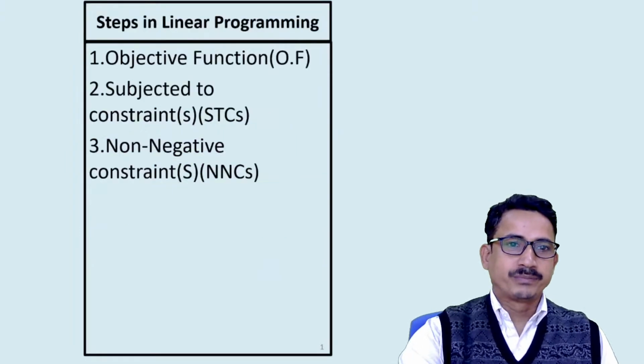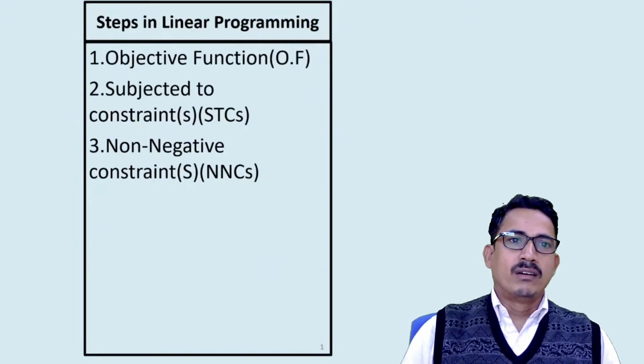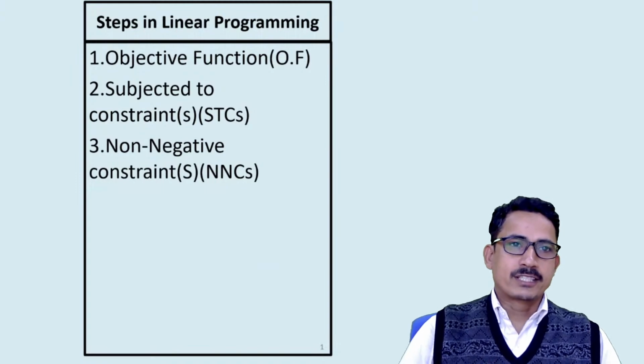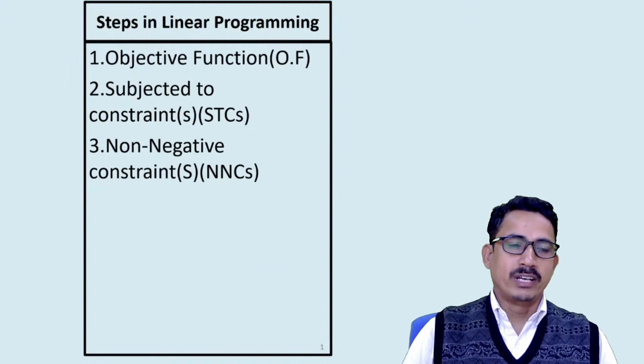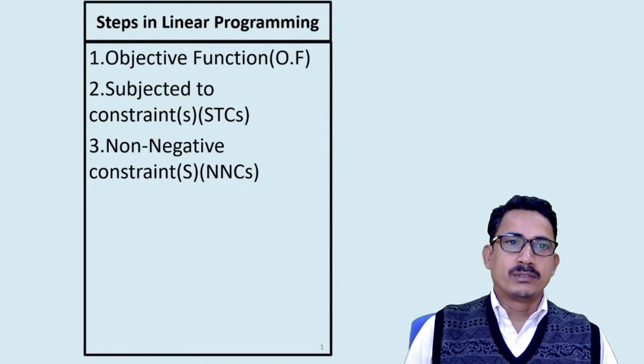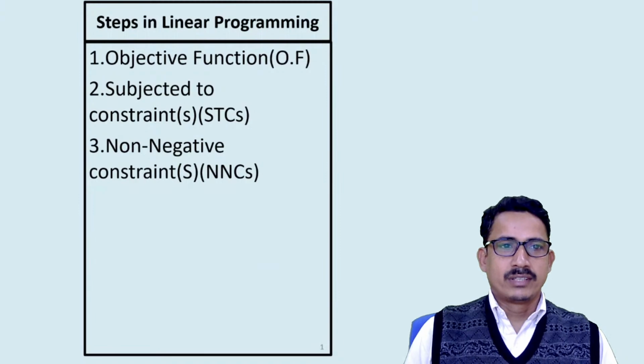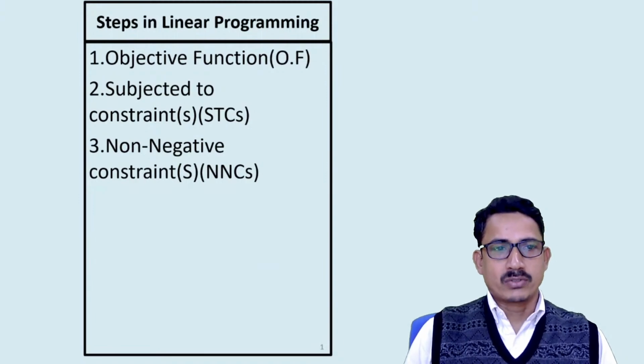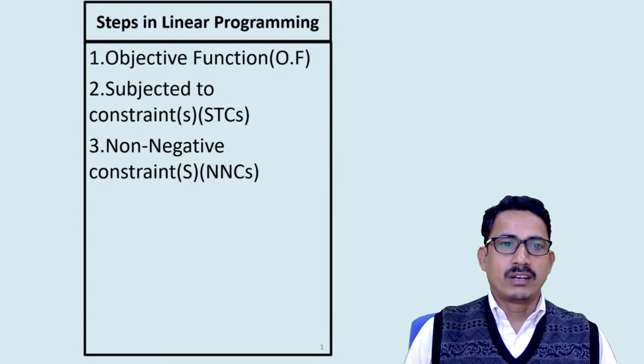So as you know, let us start with the first formulation. Then I'll tell you the methods by which the LPP can be solved. Always remember there are 3 steps involved in linear programming. First is the objective function. Second is subject to constraint, and it can be constraint or constraints. Third is the non-negative constraint or constraints.